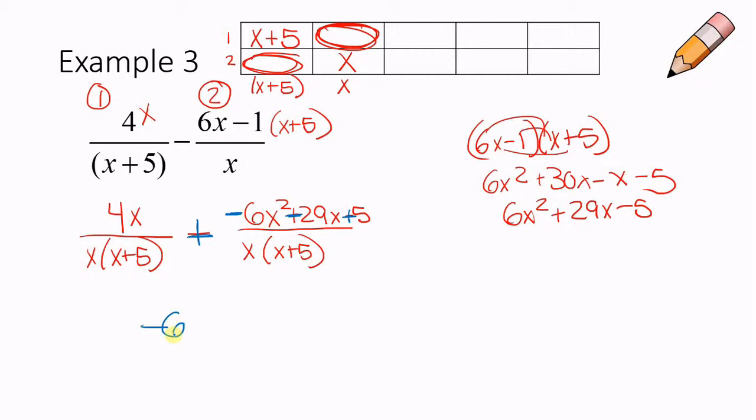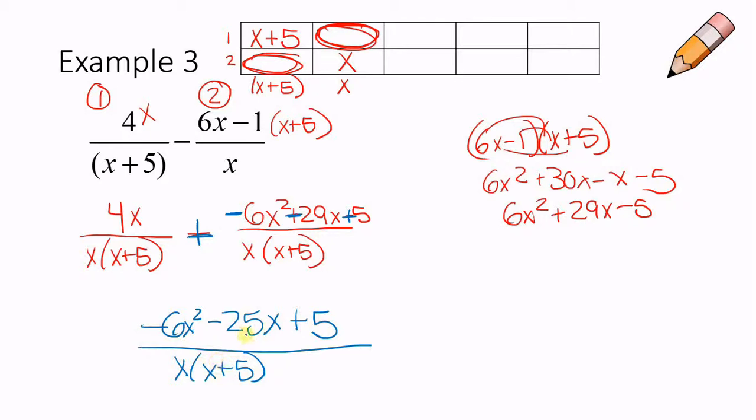So negative 6x squared. I had a 4x plus a negative 29, so that's a negative 25x. And then plus 5. Over my denominator. And that would be the end of that problem.